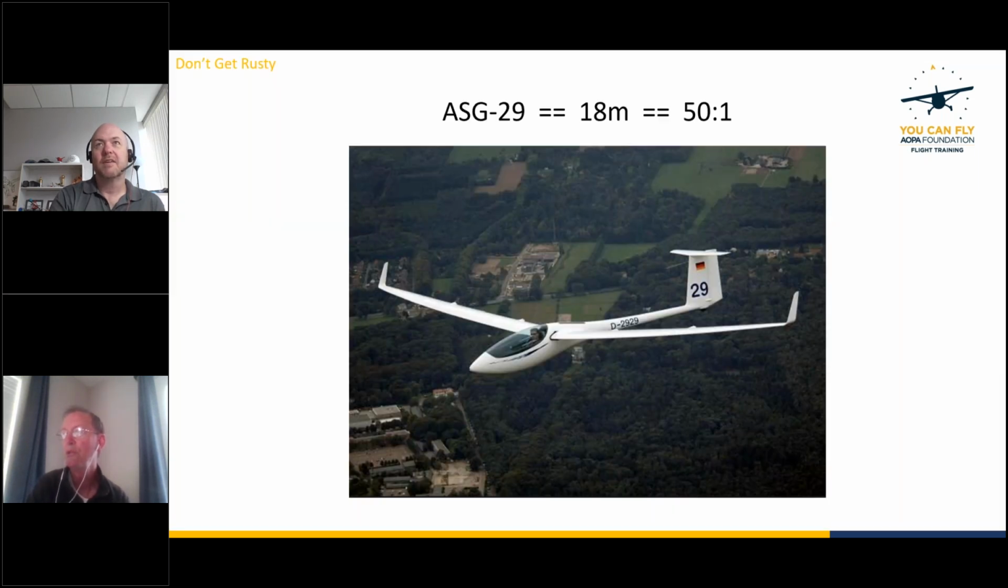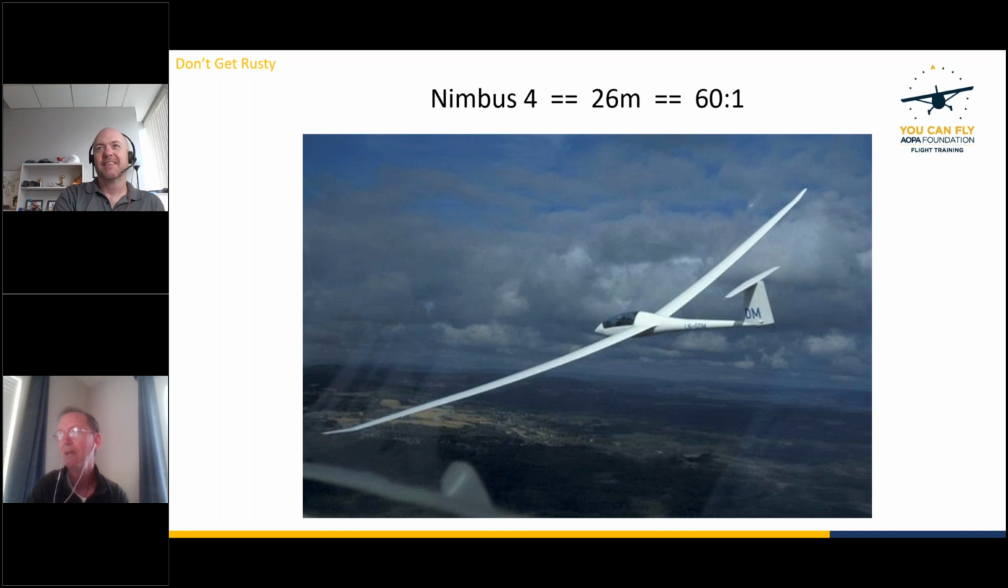This is an ASG 29, has an 18-meter wingspan, so almost 60 feet between the wings. This thing gets 50 to 1. Jeez. And we're not done. This is a Nimbus 4. You can see the wings keep getting longer. This is 85 feet between the wingtips, glide ratio of 60 to 1.